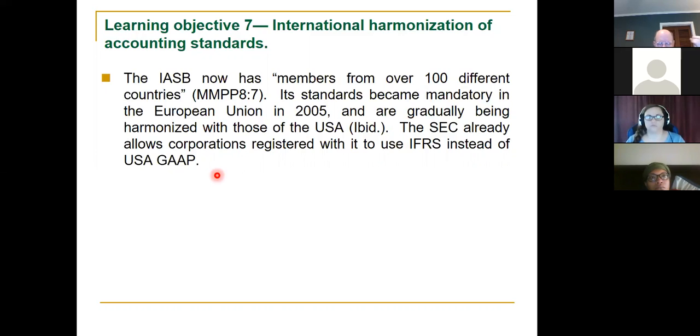When either the USA or the IASB issues a new standard, they consult with each other, trying to make it either the same or as similar as possible, but there have always been some issues where they can't agree. So it may never be completely reconciled. The SEC already allows corporations that are registered with it to use IFRS instead of USA GAAP.